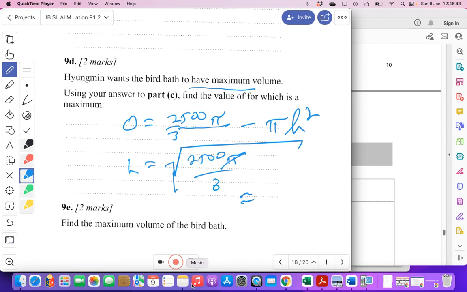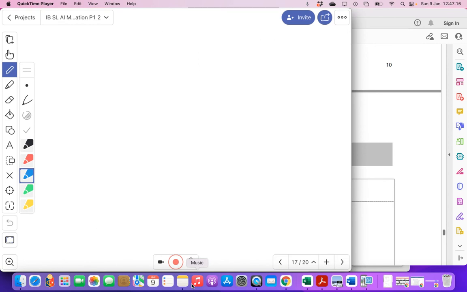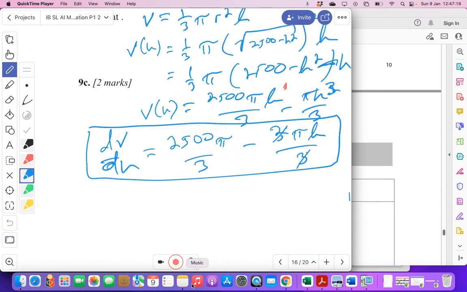I used the exact answer because they want to find the volume of the bird bath. So I could use that exact answer to find the volume of the bird bath. Again, I'm ignoring the negative square root because this is measurement. It's length. Okay, so substitute this into the original equation for volume up top here.